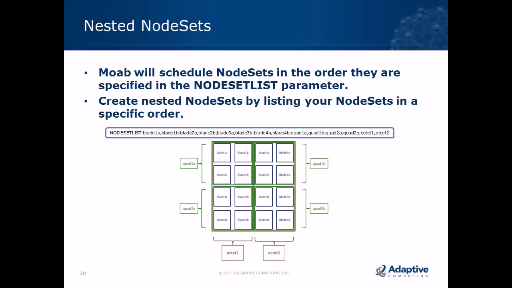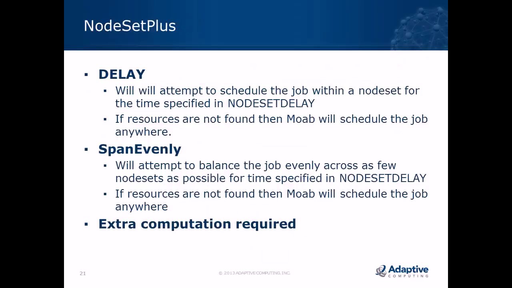Moab will now schedule these, and it will try to put the job within the smallest node set that it can. The first one that it finds that it can run in, that's the one that it will use. So therefore, jobs will try to run within the smallest, in this case, let's say it was a switch. Jobs are going to try to run within one switch. It's not going to try and span switches. And we call that nested node sets. It's really not a new concept. It's just a way of specifying lots of these and getting that kind of behavior.